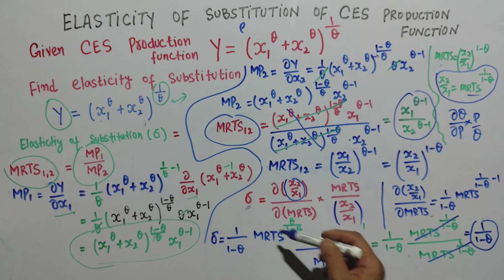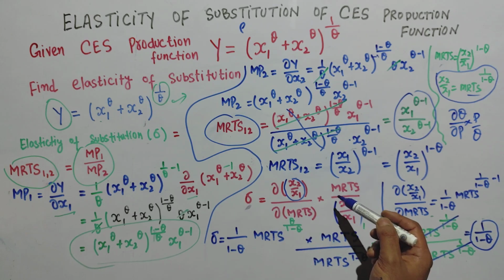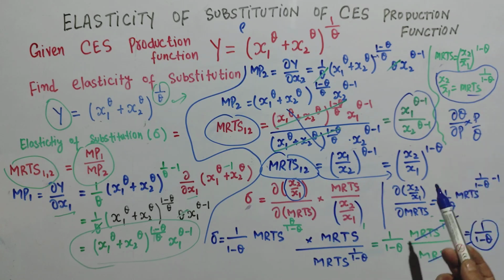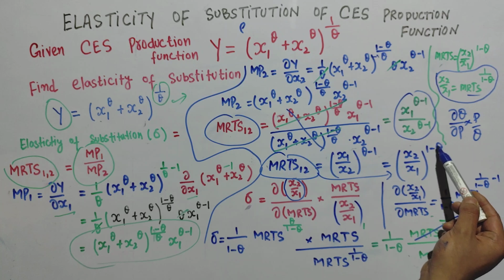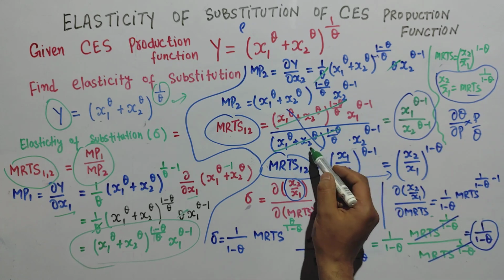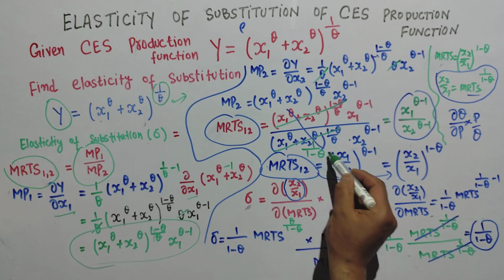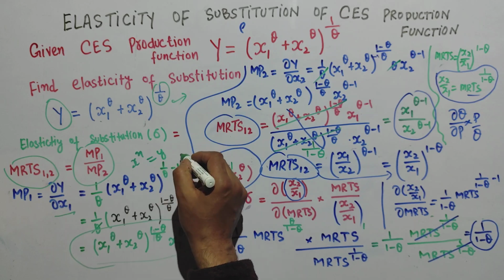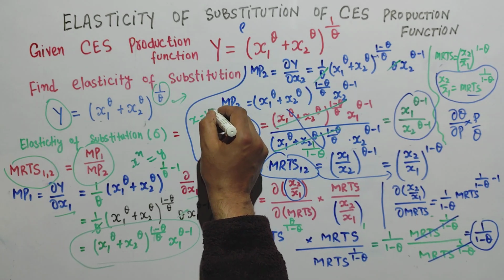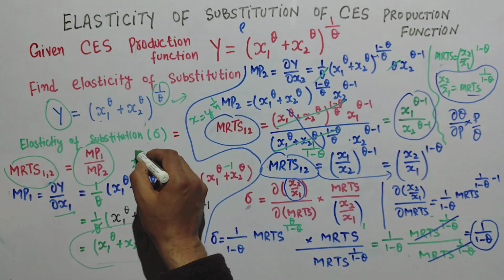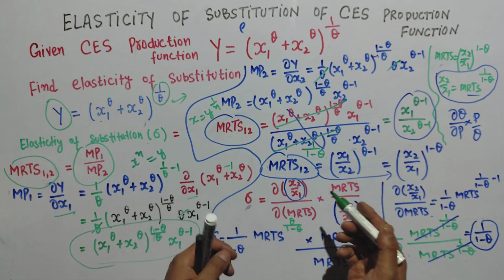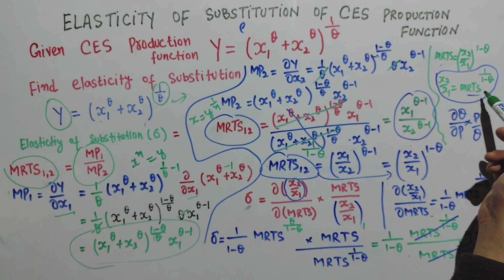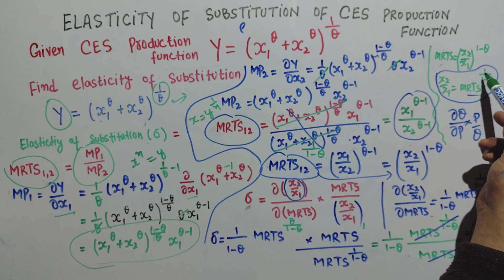Since we know that MRTS is equal to this expression, if I transpose this exponent to the MRTS side, it will become 1 divided by 1 minus theta. Simple thing: if we have x raised to the power n is equal to y, then x becomes y raised to the power 1 upon n. So the exponent, when transposed to the other side, gets reciprocated. So x2 upon x1 is equal to MRTS raised to the power 1 divided by 1 minus theta.